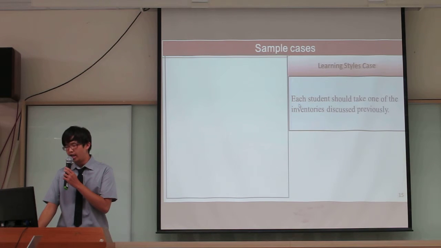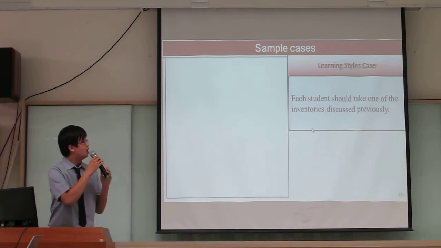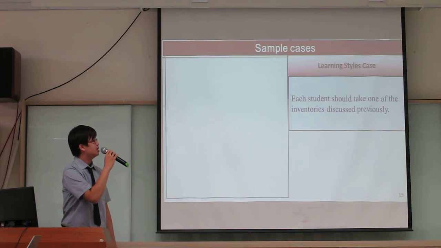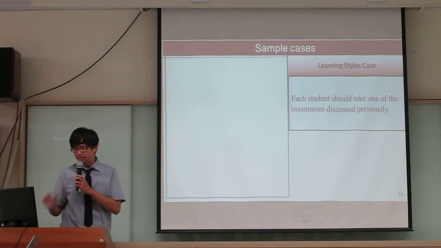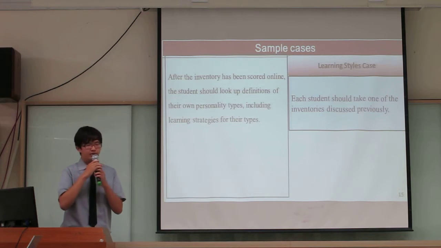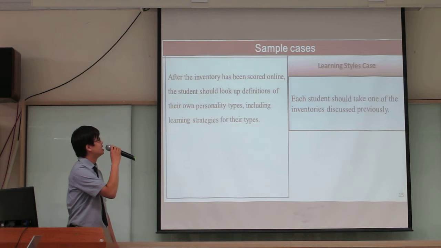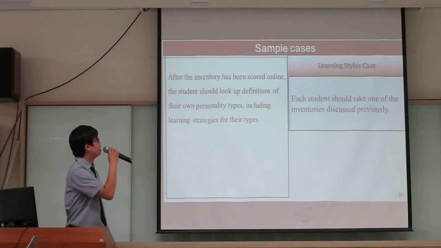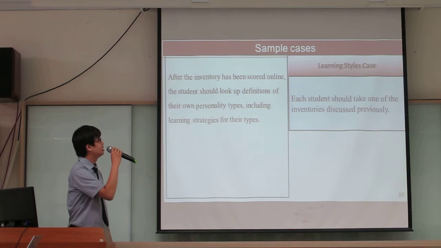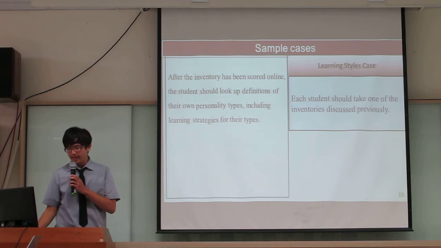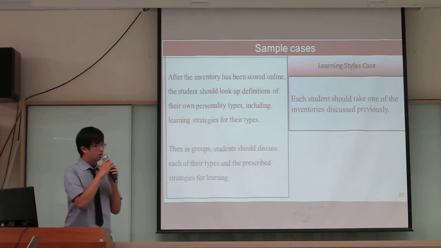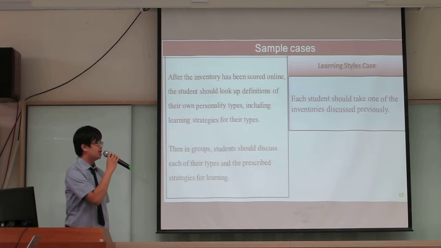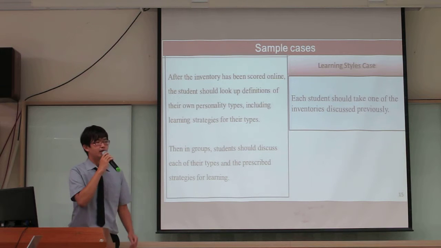For the learning style case, each student should take one of the inventories discussed previously. After the inventory has been scored online, the students should look up the definition of their own personality types, including learning strategies for their types. Then in groups, students should discuss each of their types and describe strategies for learning.